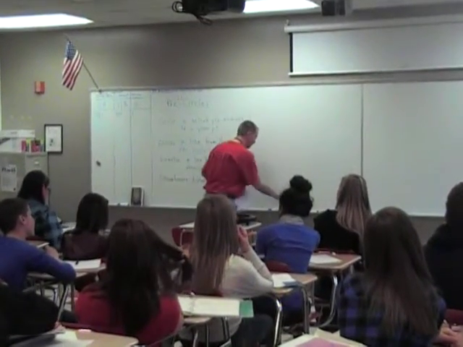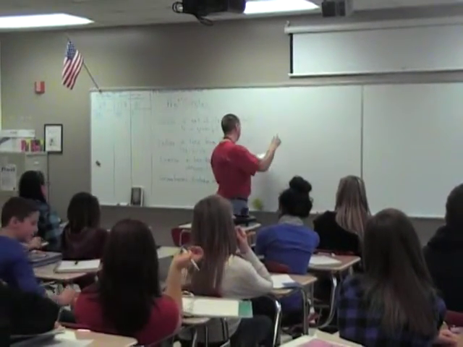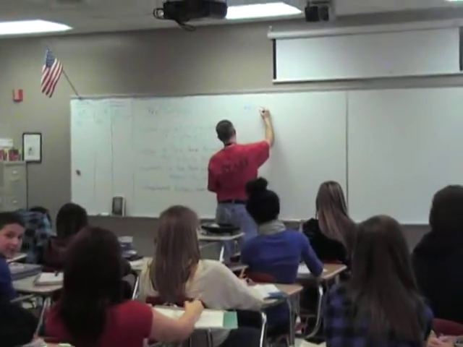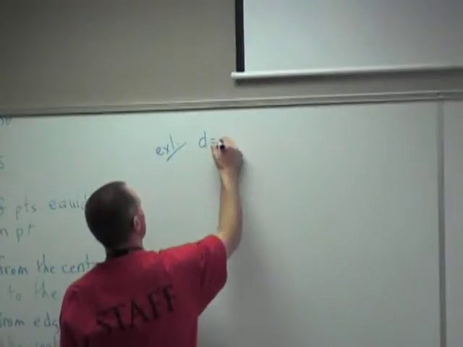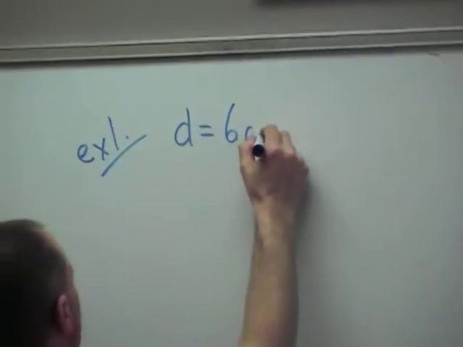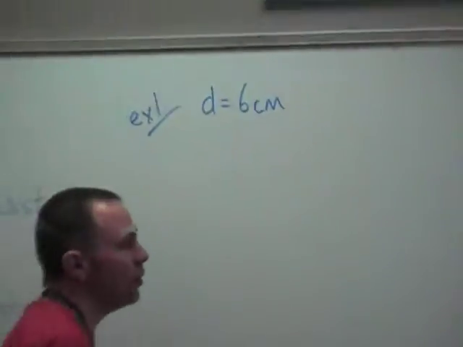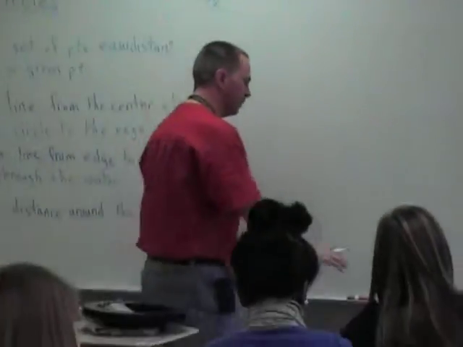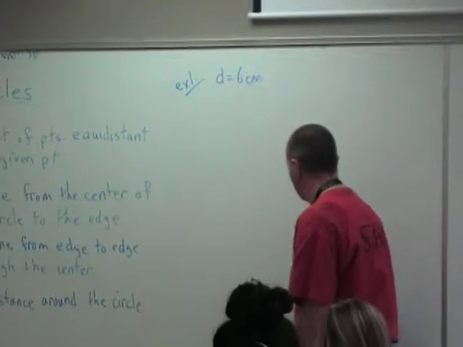All right, so let's actually talk about a couple of things here. Example 1, we're going to talk about circumference. Find the circumference when the diameter is 6 centimeters. I want to give you just a brief explanation of what circumference is and what they used to do.